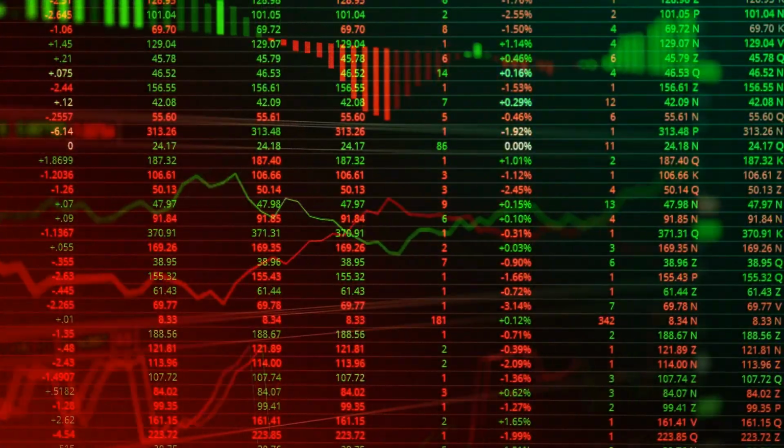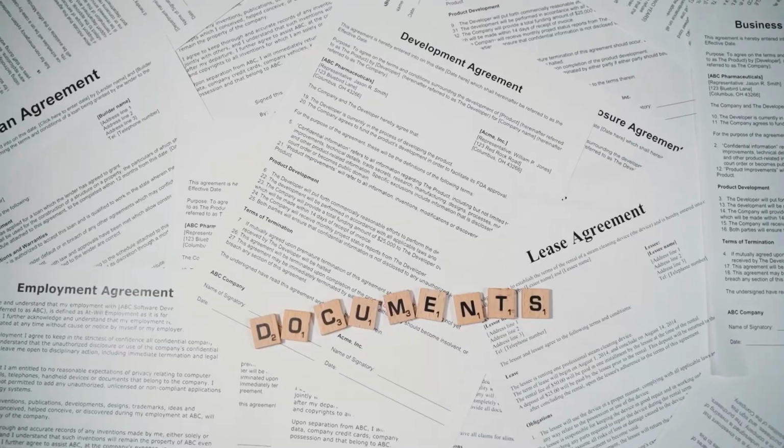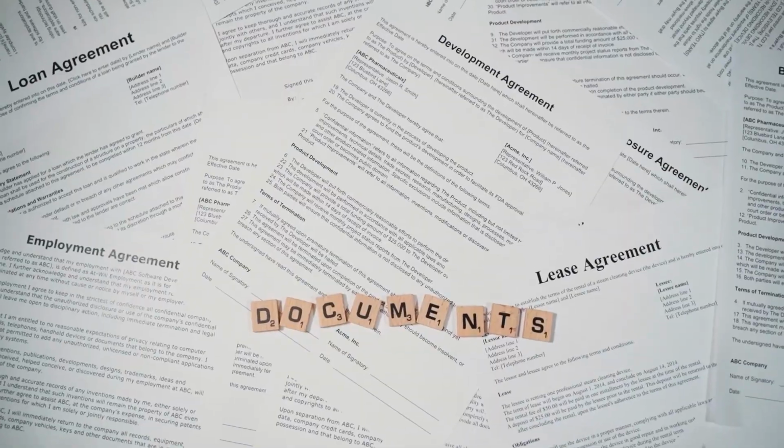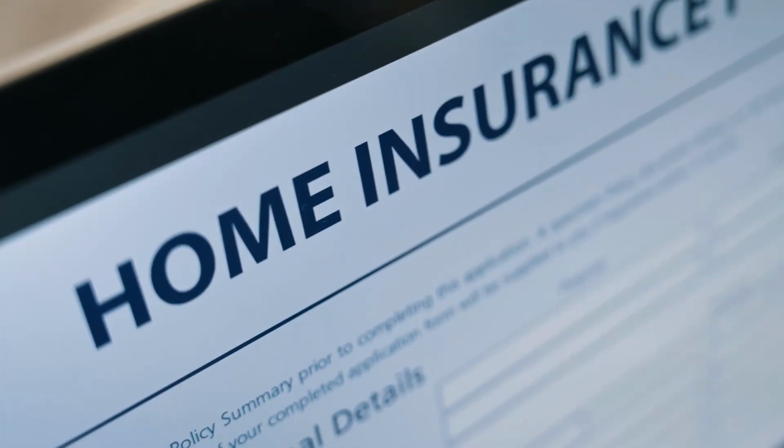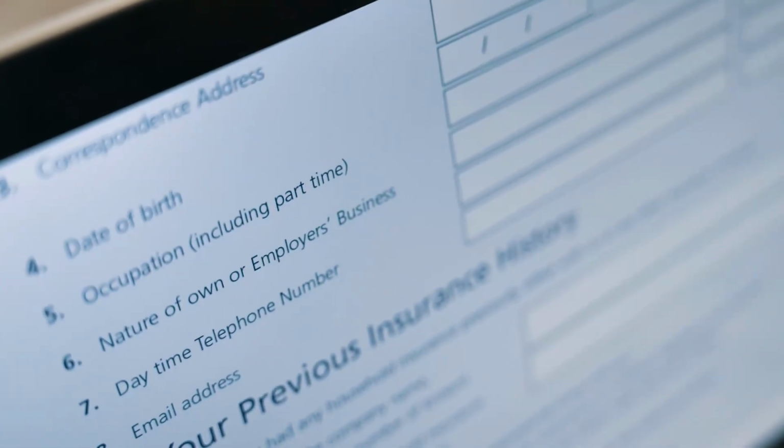Financial assets like stocks and individual brokerage accounts will also go through probate. The same goes for sole proprietorship business interests. Finally, even life insurance policies can end up in probate if the beneficiary designation is left completely blank.